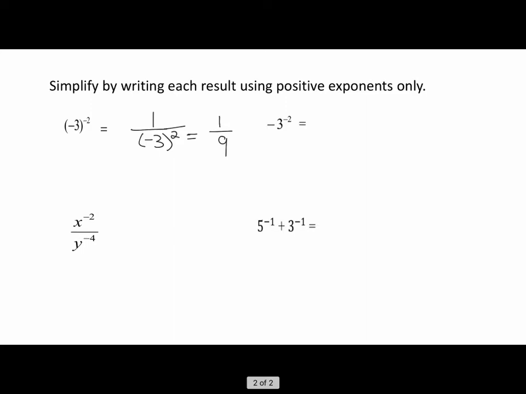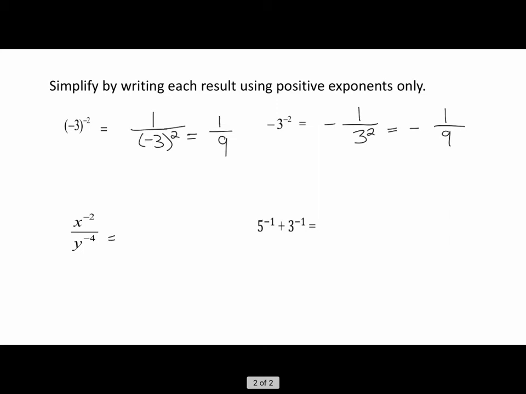Now this next example looks just like it, negative 3 to the negative 2. But what's the base of this negative exponent? Just the 3, right? So that base moves over the division bar so that it has a positive 2 exponent, and the negative just stays in front. So 3 squared is 9, making this a negative 1/9.